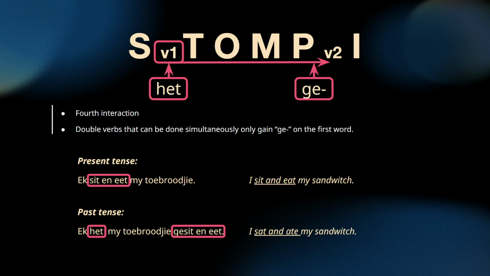They are both in the first verb position, but they are joined by the conjunction and I can move them together. So they are going to be treated as the same action. They're only going to have one ge, and it's going to be placed on the first verb. Gesit en eet. I sat and ate my sandwich. Or if we want to translate that verb cluster together, I sat and eat my sandwich.